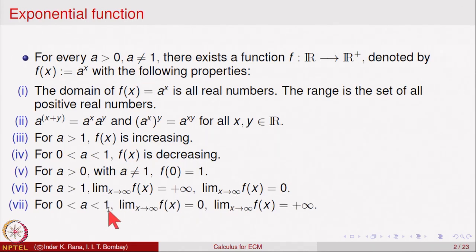For a between 0 and 1, the other way around happens, namely the limit as x goes to infinity of f of x is 0 if a is less than 1, and the limit as x goes to minus infinity is equal to plus infinity for a less than 1. So, the behavior for a bigger than 1 and a less than 1 is almost opposite of each other.